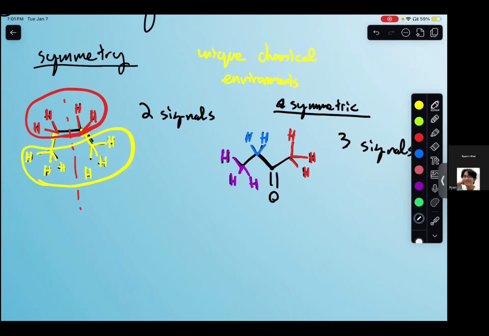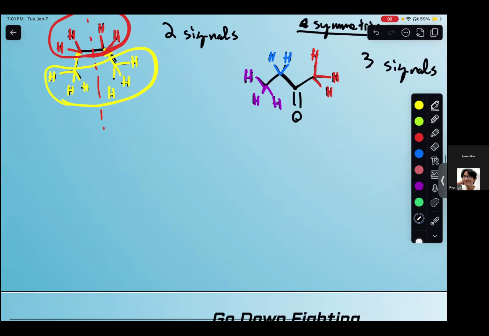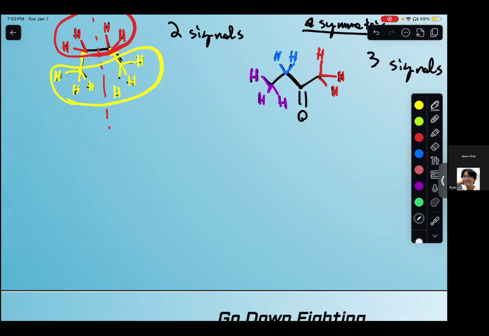That'll work in most scenarios, but when it comes to more intricate structures, then you might have a little bit more trouble. Let me give you an example here. This is a little hexane here, right? Sorry, cyclohexane. I apologize.